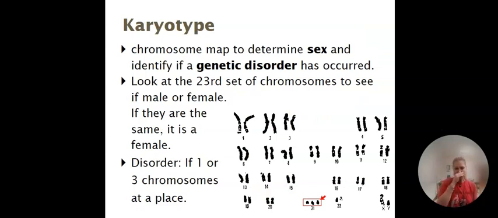A karyotype is actually really fascinating. It is a picture or a map that can help us identify the sex of an individual, and it can help us identify if they have a genetic disorder. So again, most humans are going to have 46 chromosomes. And then if we are female, we're going to have 2 X sex chromosomes.